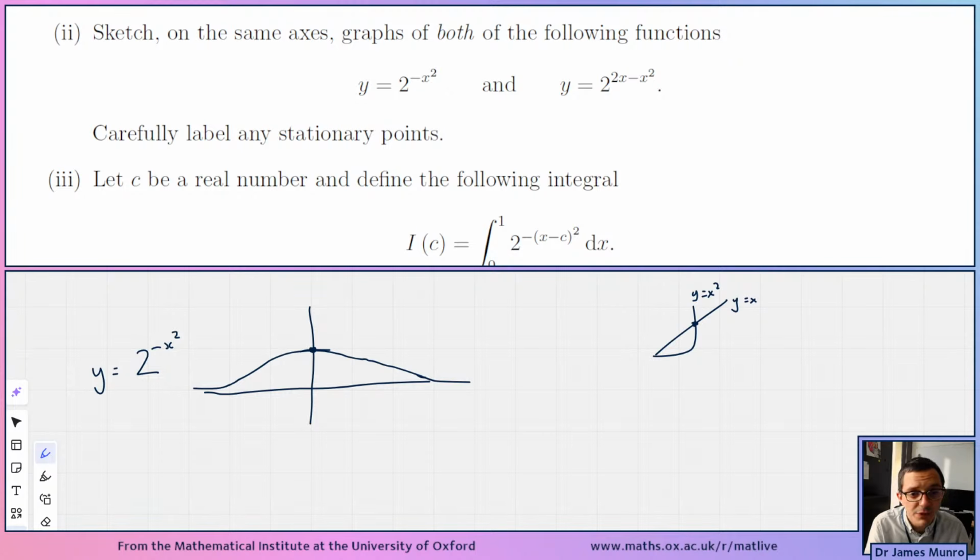Good. Okay. The question, I think, wants us to translate this. Oh, sorry. It asks for 2 to the 2x minus x squared. But I've said before that for a quadratic up here, I would prefer to sort of complete the square, I think. So maybe we'll do this.